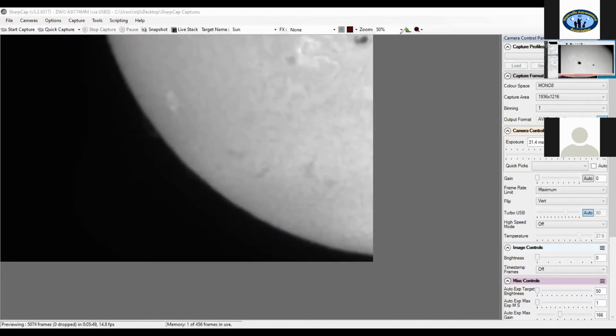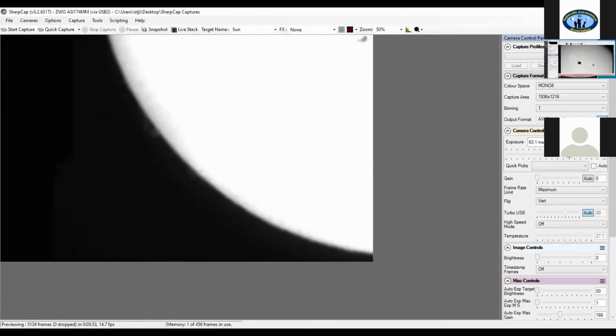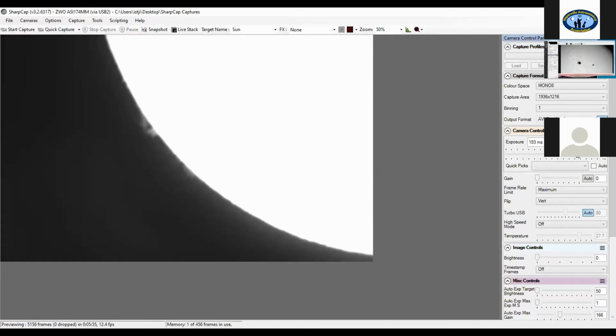Now what I'm going to show you here is if I change the exposure and overexpose this, you will see these prominences come up on the edge. So here's a really nice one. It makes this arch. There's some down here, some small ones here.